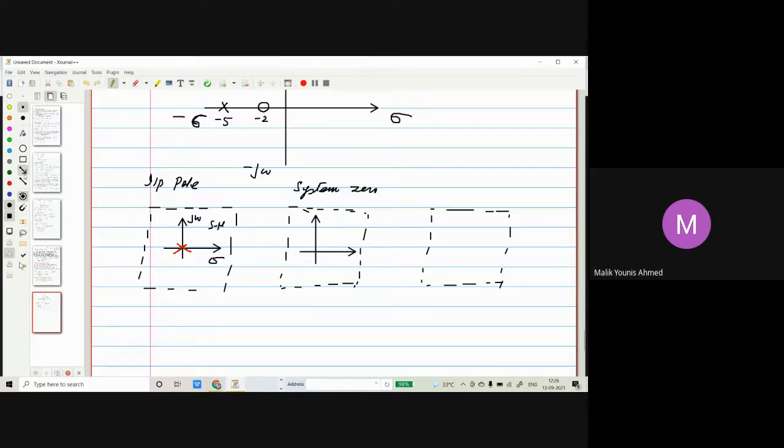Again, this is your real axis sigma and imaginary axis j omega. We have s plus 2 here, so we have a 0 at -2. This is your S plane again. Third, we have the system 0, and we also have the system pole. What will the system pole be? Let me draw it.